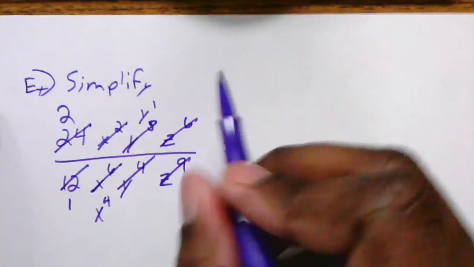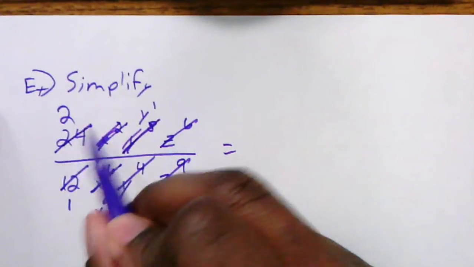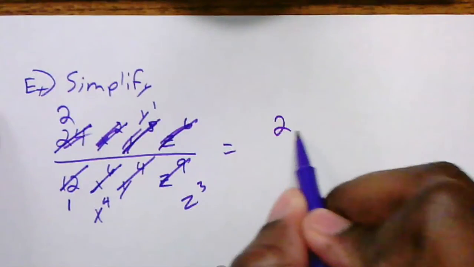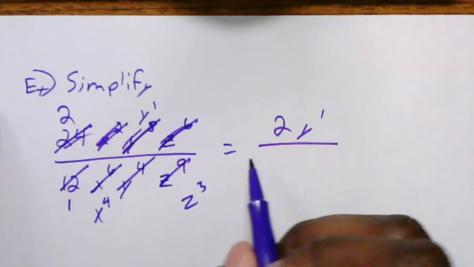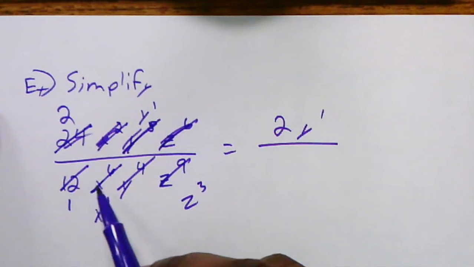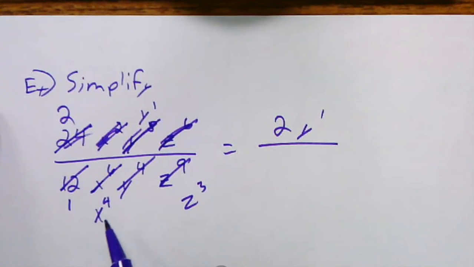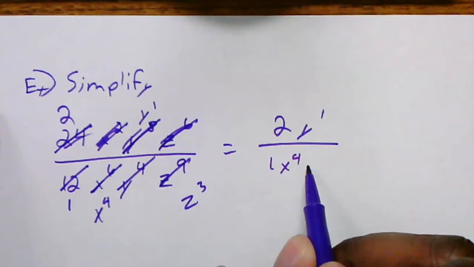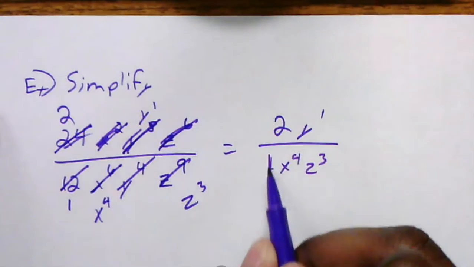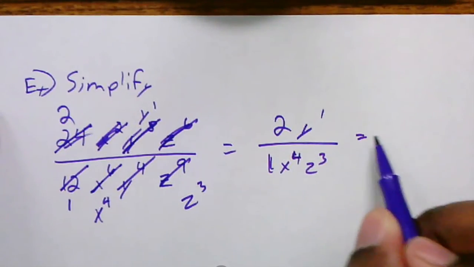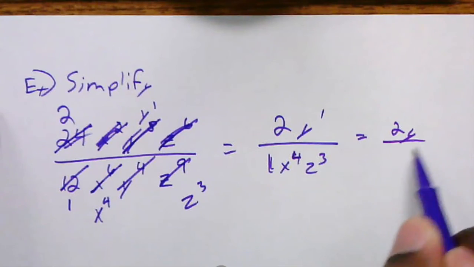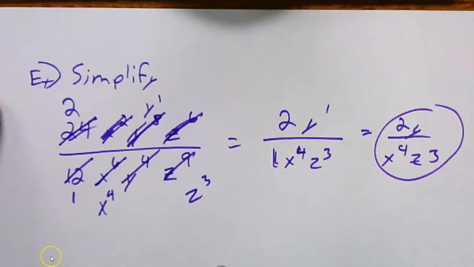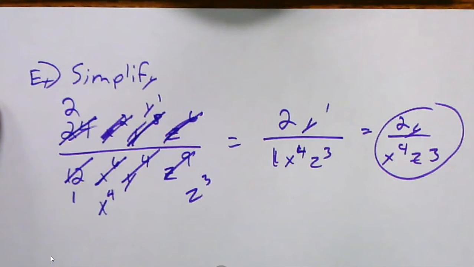So on top, I have, this is all going away. I'll only have 2 y to the 1st left. On the bottom, all this stuff is going away. So there's only 1 x to the 4th and z to the 3rd. We usually don't write the 1. So we just call this 2y over x to the 4th, z to the 3rd. That'd be the answer for that one.